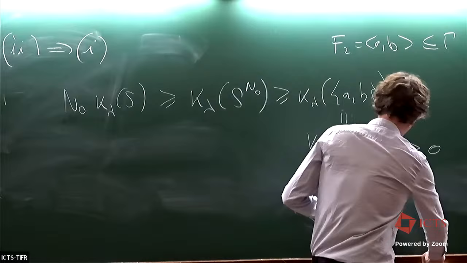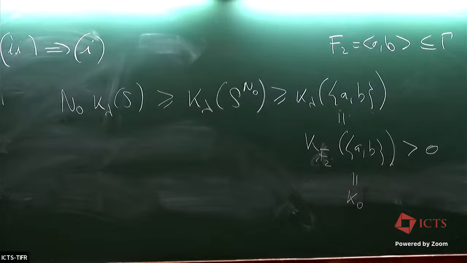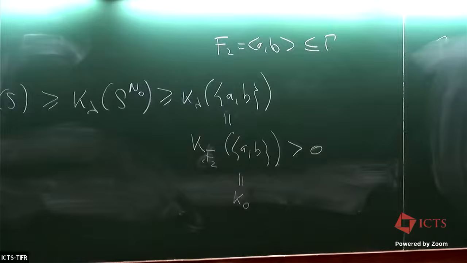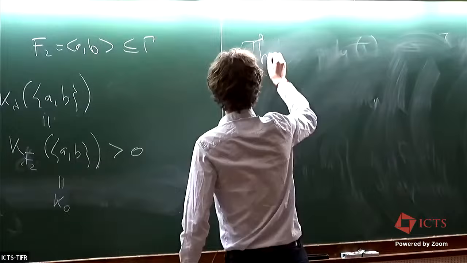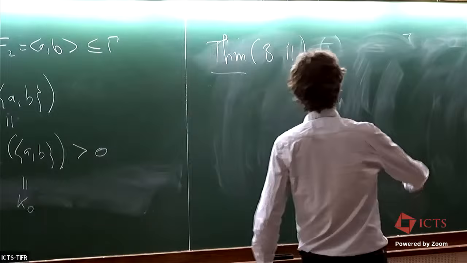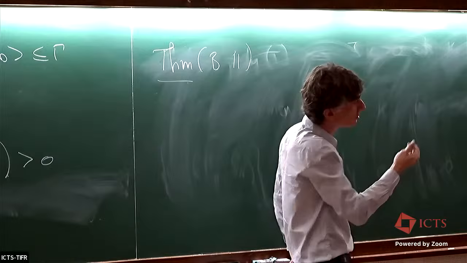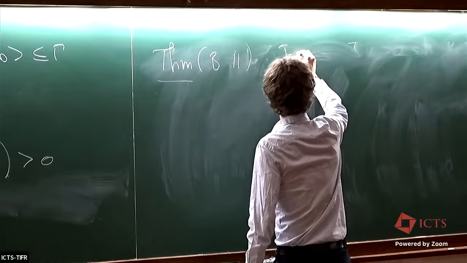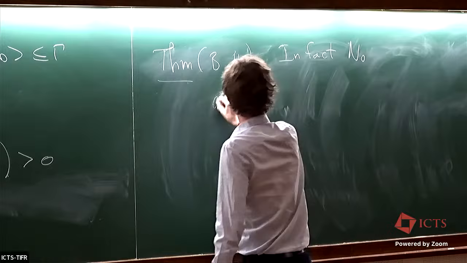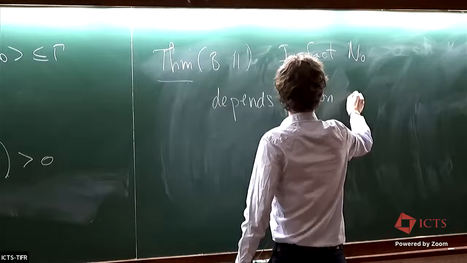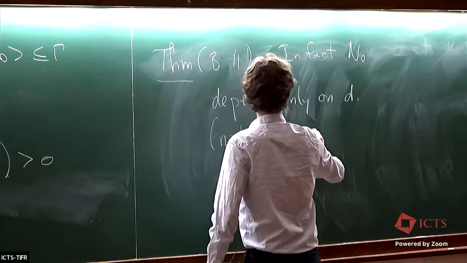Okay, so that's the first thing. And a few years later, I was able to improve this and remove the assumption in that theorem. I was able to show that in fact this n naught here does not even depend on the group. So it depends actually just on the dimension. In fact, n naught depends only on d and not on gamma and not even on the field.